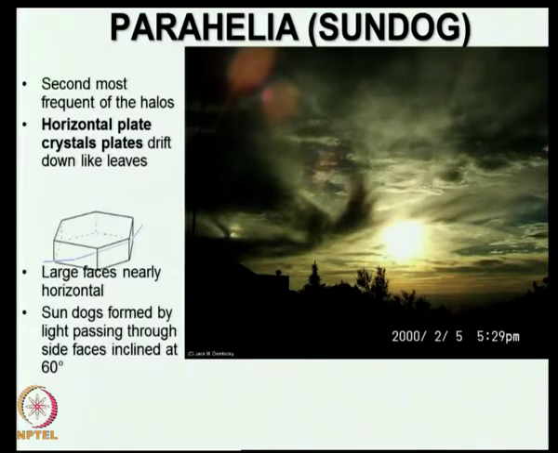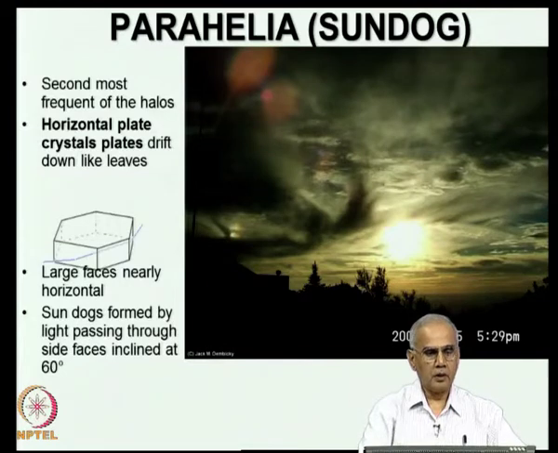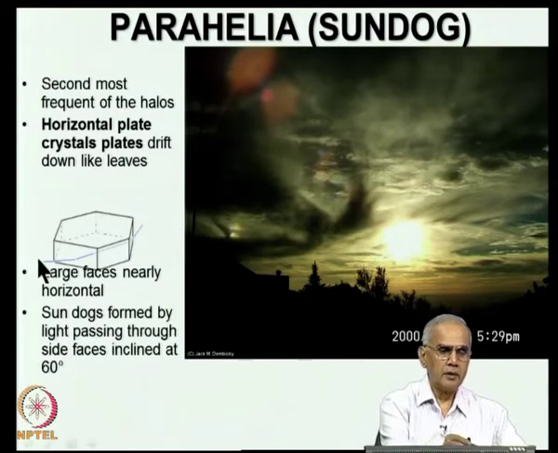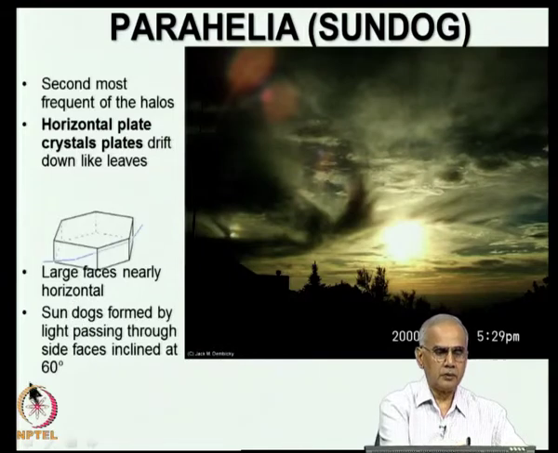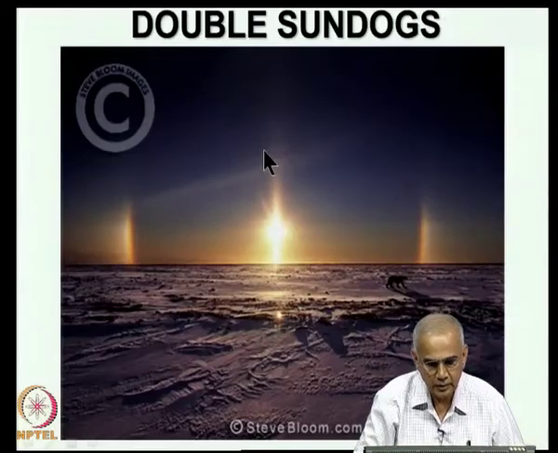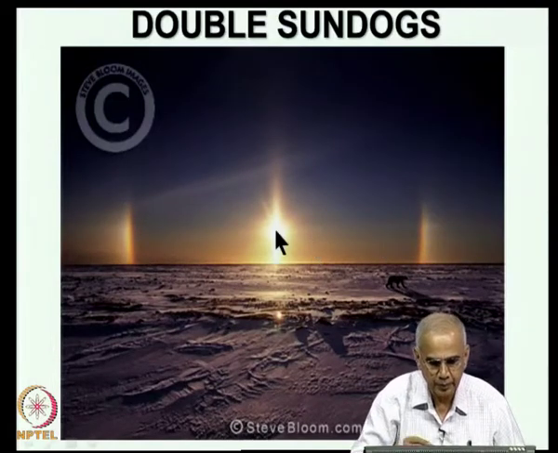The second most frequent of the halos is when horizontal size ice particles fall down, and this is a slightly different angle here. It is coming from one side and going to the other side. The previous one came from the top, this is going to the side. So, the side face is inclined at 60 degrees. And here is another example of two sun dogs on either side of the sun, and one more picture showing the sun dogs and the sun pillar here.